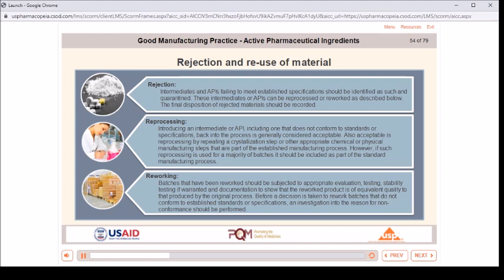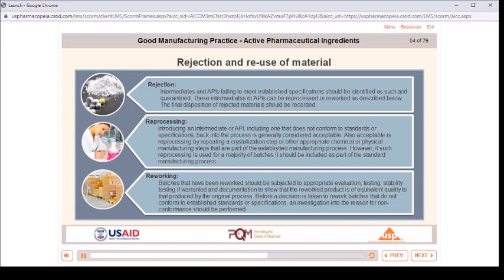Reprocessing. Introducing an intermediate or API, including one that does not conform to standards or specifications, back into the process is generally considered acceptable. Also acceptable is reprocessing by repeating a crystallization step or other appropriate chemical or physical manufacturing steps that are part of the established manufacturing process. However, if such reprocessing is used for a majority of batches, it should be included as part of the standard manufacturing process.